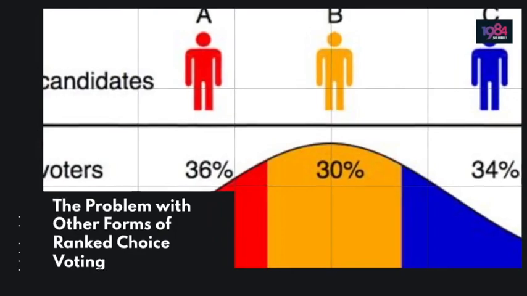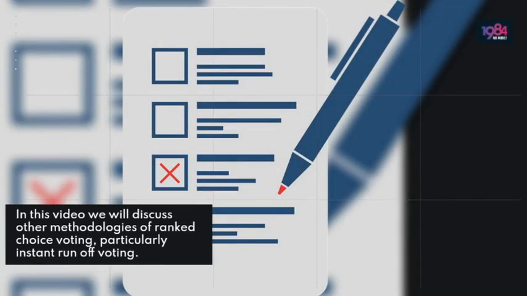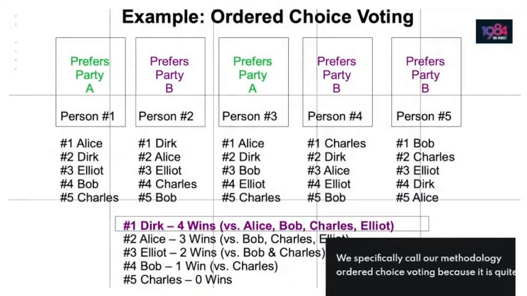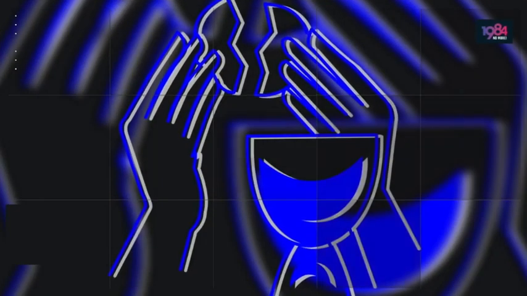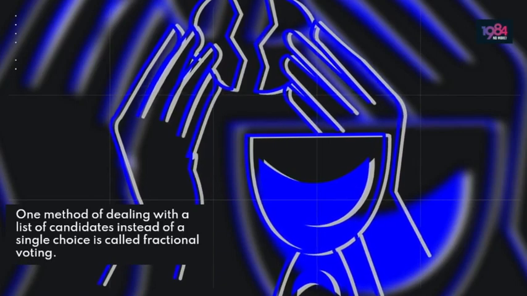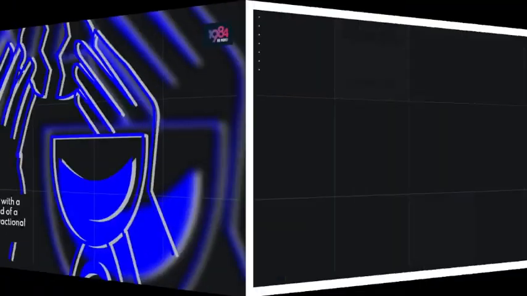The problem with other forms of ranked choice voting. In this video we will discuss other methodologies of ranked choice voting, particularly instant runoff voting. We specifically call our methodology ordered choice voting because it is quite distinct from the ranked choice voting methods used today. One method of dealing with a list of candidates instead of a single choice is called fractional voting.